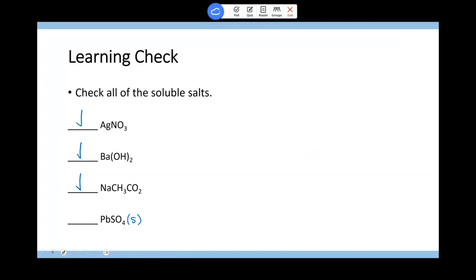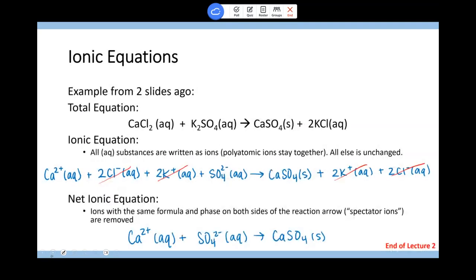Okay, that was really quick, but just a reminder that those are our solubility guidelines. There are a lot of practice questions on Achieve about looking through these guidelines. Another thing we did at the end of class was write out this ionic equation.